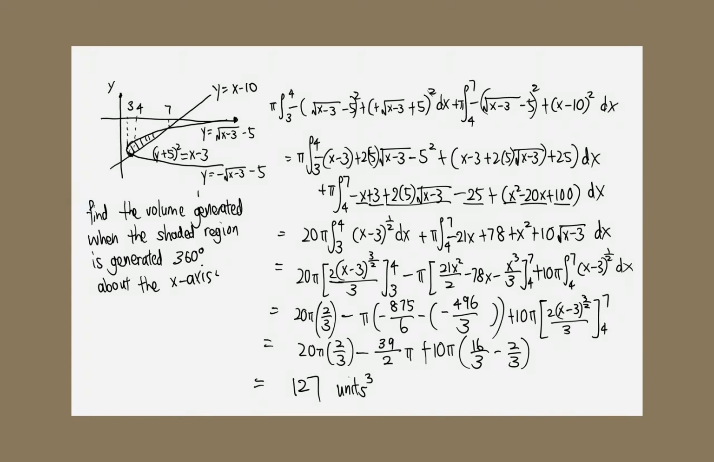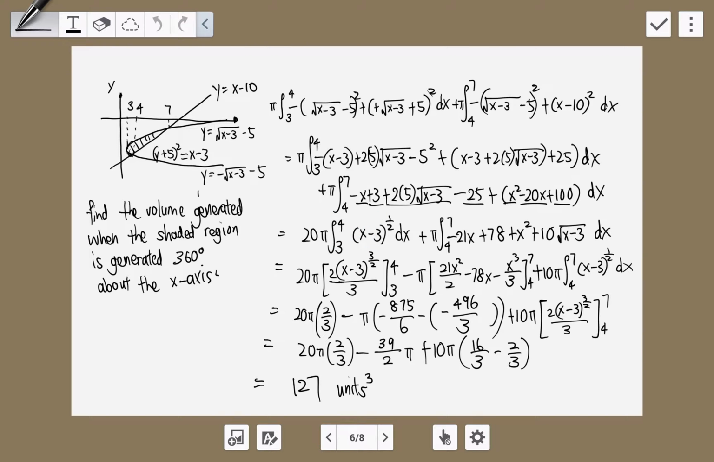Okay, in this question we are asked to find the volume generated when the shaded region is rotated 360 degrees about the x-axis. There is more than one way to do this, but the strategy I'm using here is this: you know that to find the volume of a shaded region rotated around the x-axis, the formula is actually this.